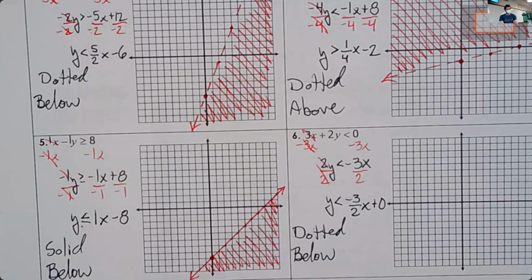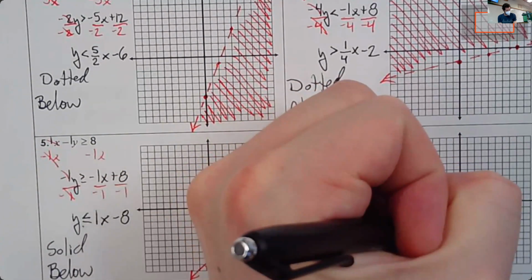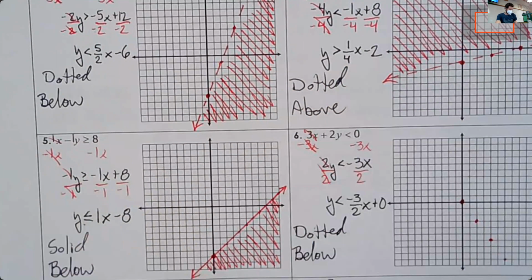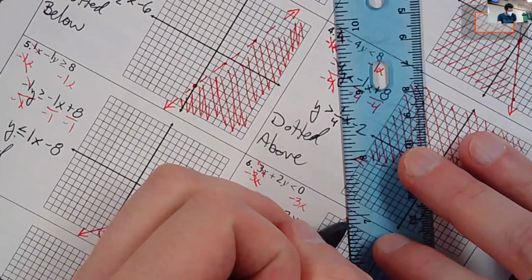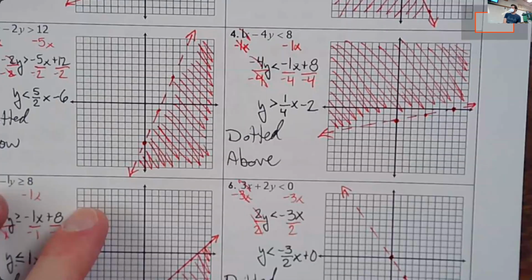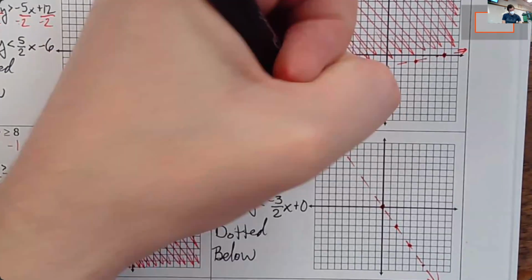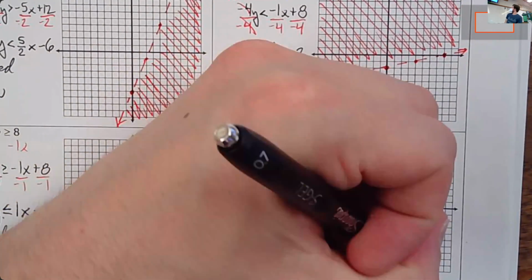Doesn't make a difference. The y-intercept is going to be 0, so we start right in the middle of the graph. And from that point, it's negative 3 over 2, so that's down 3 over 2, down 3 over 2. So we've got a dotted line this time. There's our dotted line, and we're shading below that line. So there's our answer for number 6.